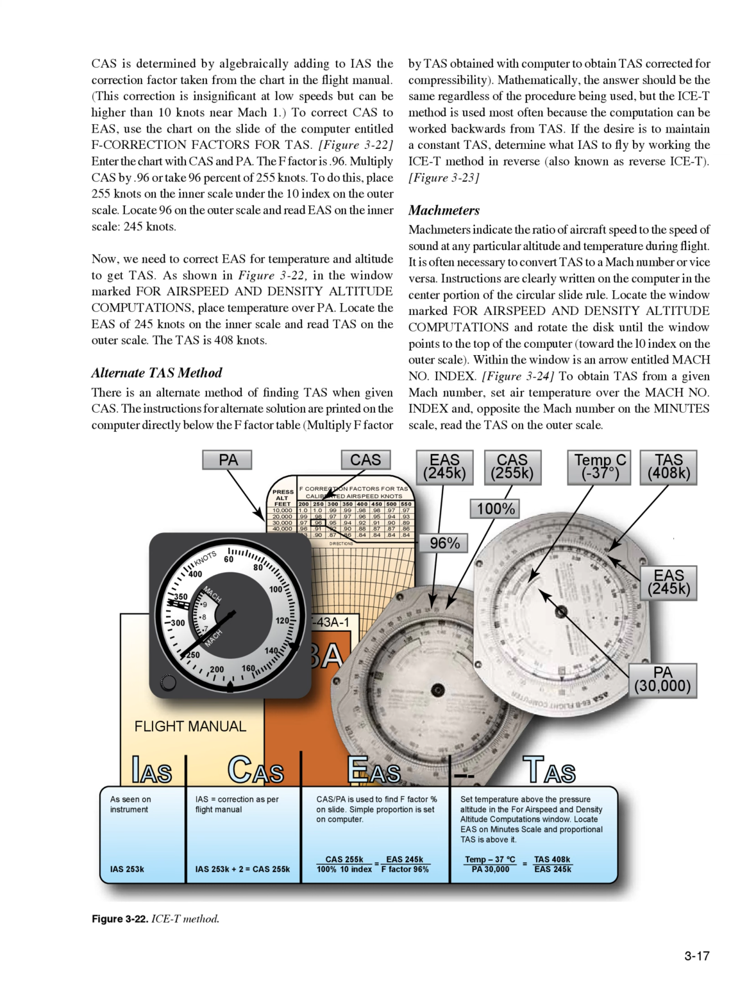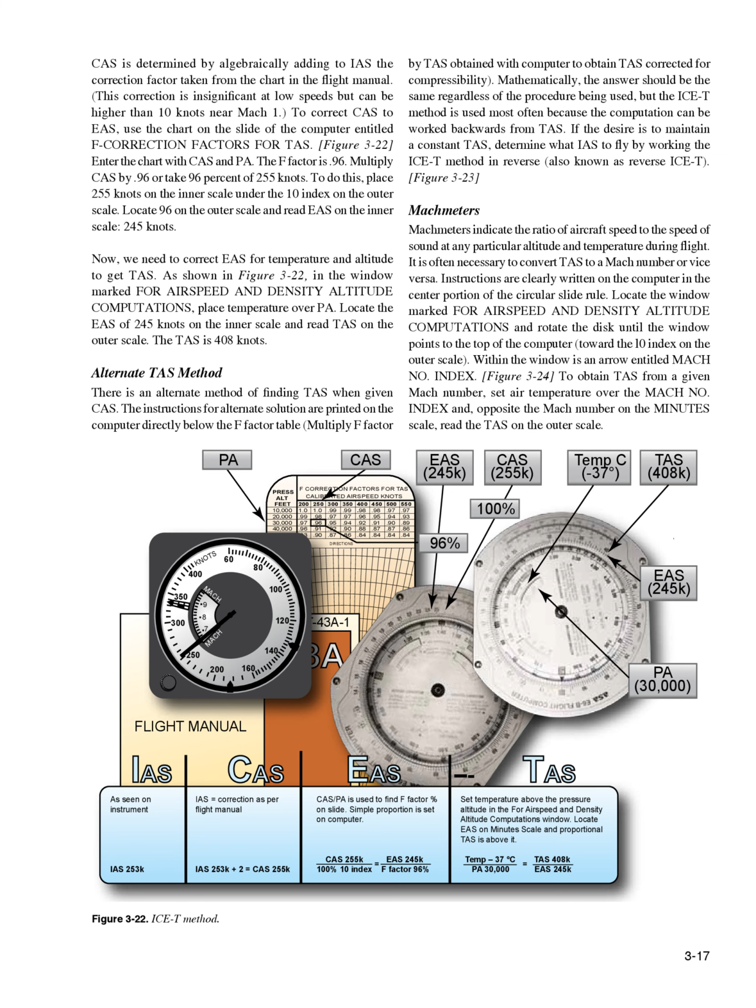Figure 323. Mach meters indicate the ratio of aircraft speed to the speed of sound at any particular altitude and temperature during flight. It is often necessary to convert TAS to a Mach number or vice versa. Instructions are clearly written on the computer in the center portion of the circular slide rule.